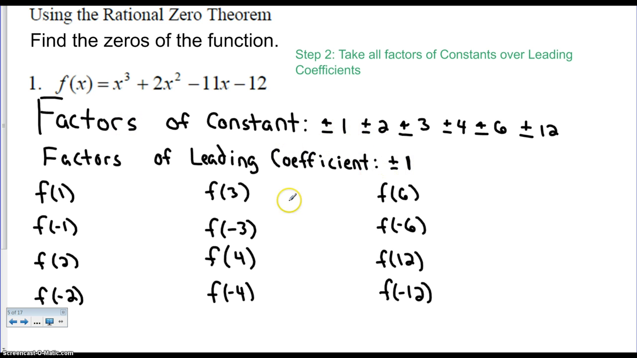I take negative 1 over 1. So that's how I get those two. I take 2 over 1, negative 2 over 1. That's how I get those two. 3 over 1, negative 3 over 1. And I keep on going on and on. So in this case, there are possibly 12 possible zeros.